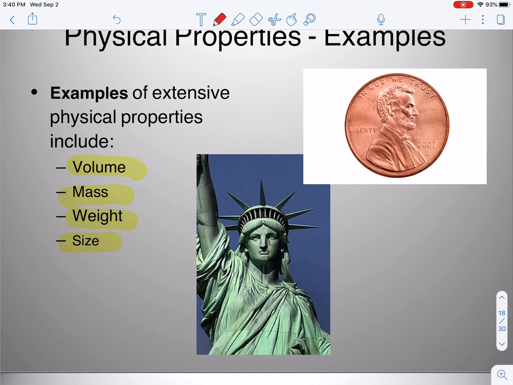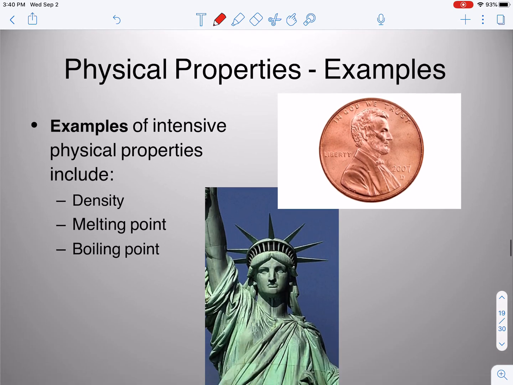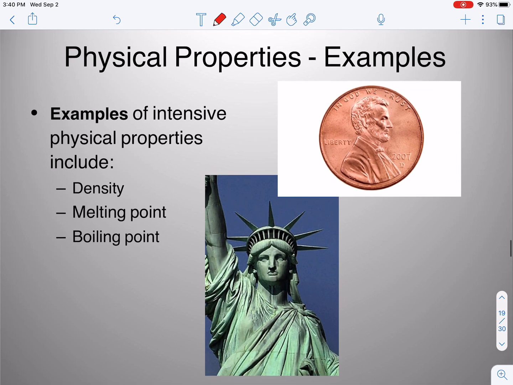And so obviously, since my weight would change and these can change, this would be an extensive property. Compare that to intensive properties, such things as density or melting point or boiling point. It doesn't matter, for example, if I have a small sample of water or if I have the entire swimming pool of water, it's going to have the same density, which is about 1 gram per milliliter.